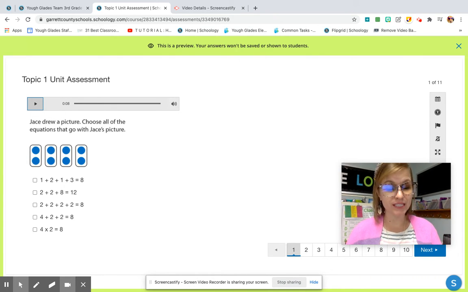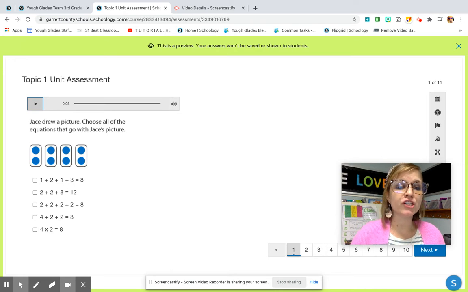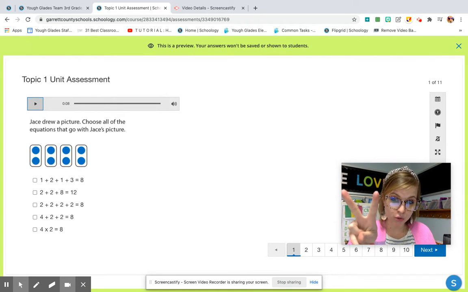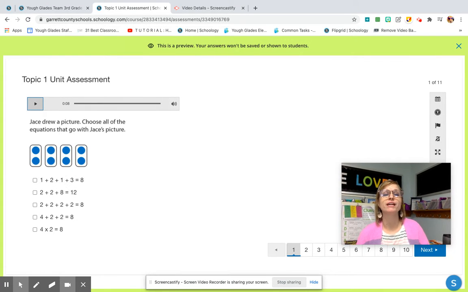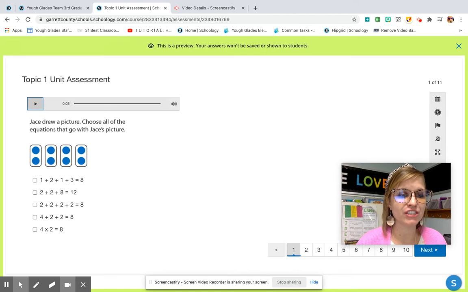We've worked a lot with equal groups. And I'm just going to tell you right off the bat, it says choose all that apply, choose all equations that apply. There are 2 that apply, okay? There are 2. You need to select 2 that apply. It says choose all that apply. There are 2. So you have that to answer.